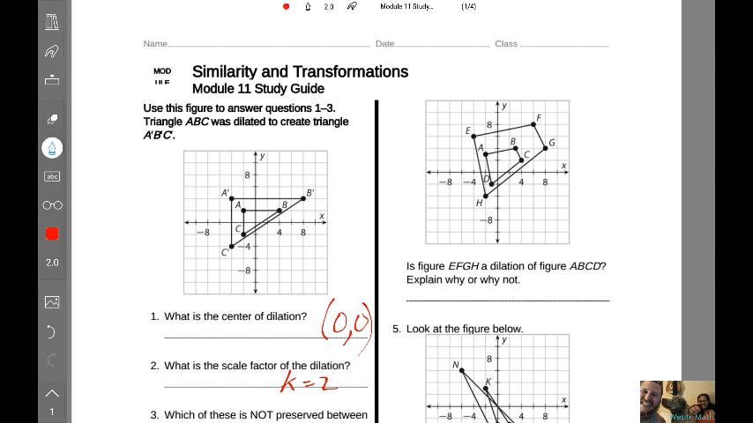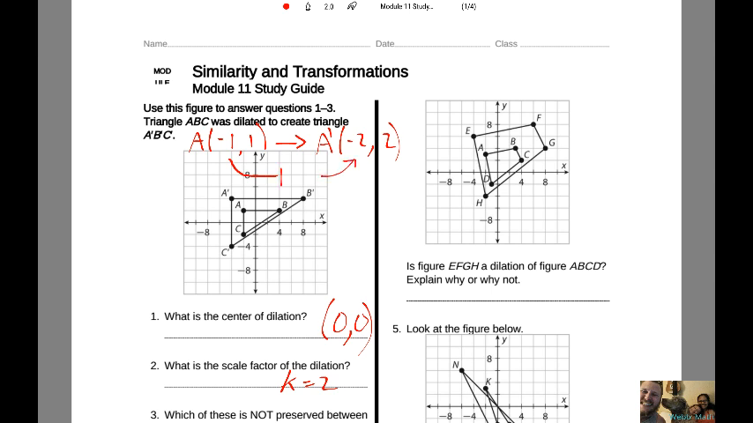Now, for those who are a little bit more algebraic, if you notice point A was at -1, 1, but then after you dilated, A prime becomes -2, 2. So you could also go, well, what times -1 could get me -2? Well, if your k is 2, 2 times -1 would be -2. So that works.